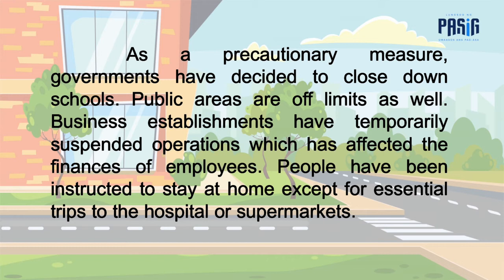As a precautionary measure, governments have decided to close down schools. Public areas are off limits as well. Business establishments have temporarily suspended operations, which has affected the finances of employees. People have been instructed to stay at home except for essential trips to the hospitals or supermarkets.